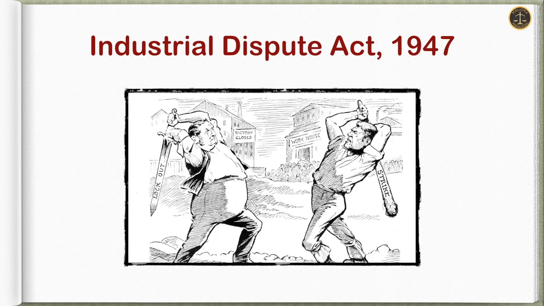The Industrial Disputes Act 1947 came into existence in April 1947. It was enacted to make provisions for investigation and settlement of industrial disputes and for providing certain safeguards to the workers. This act contains 40 sections divided into 4 chapters. So let's have a brief discussion on this act.